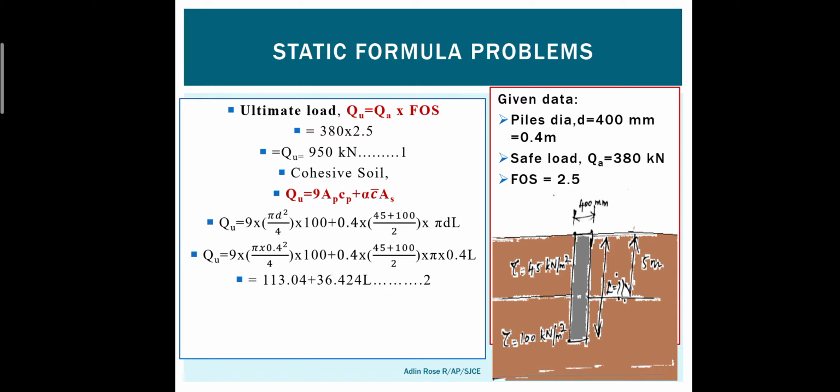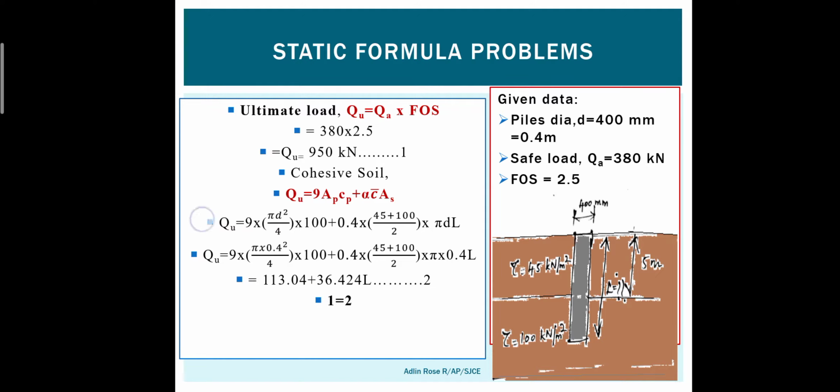Now what is equation 1? It is also ultimate load. What is equation 2? It is also ultimate load. Equation 1 we got from the factor of safety. How do we find the second formula? Qu by the static formula. So just equate equations 1 and 2.